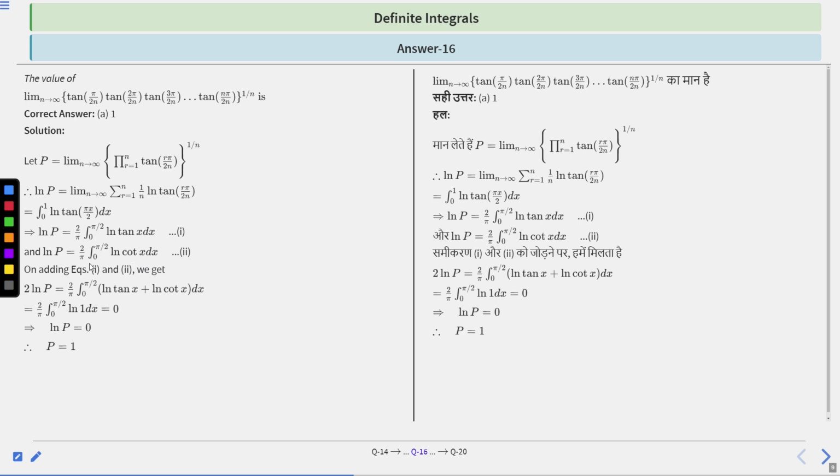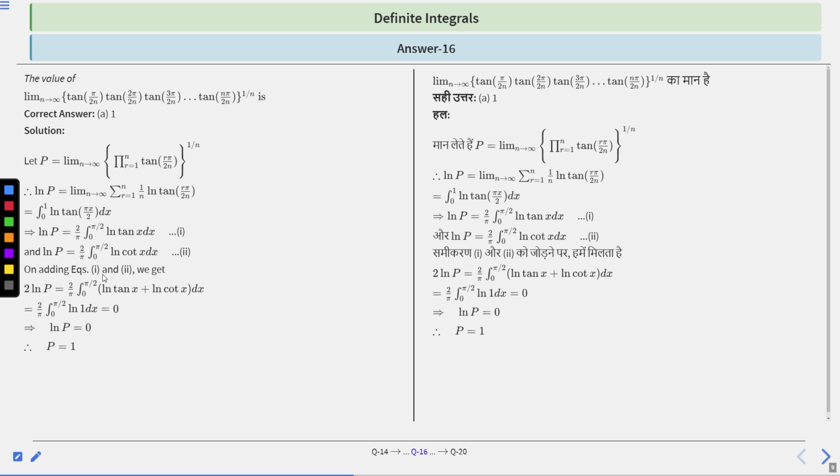Therefore, ln P is equal to 2/π times the integral from 0 to π/2 of ln tan x dx, and ln P is also equal to 2/π times the integral from 0 to π/2 of ln cot x dx. Clear? For ln cot x, we have applied the formula that the integral from 0 to π/2 of f(x) dx equals the integral from 0 to π/2 of f(π/2 − x) dx. Therefore, it is equal to ln cot x.